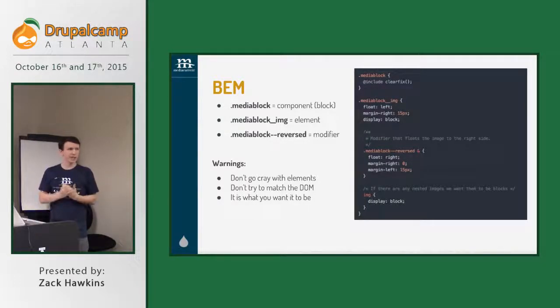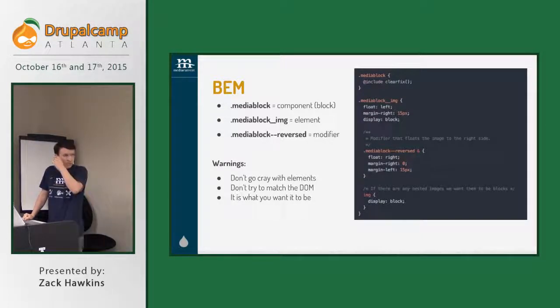So, the warnings here are like, don't go crazy with elements, because I've seen some pretty impressive selectors like media block underscore underscore image underscore underscore this very one underscore underscore first underscore underscore odd. I mean, there's no sense in that. It's really just for you and for anyone that's looking at your markup and classes to see like, hey, media block image, I'm relatively sure that this is a piece of the media block component. I'm relatively sure that I can use these classes together and they will work. And if I split them apart, they will not work.